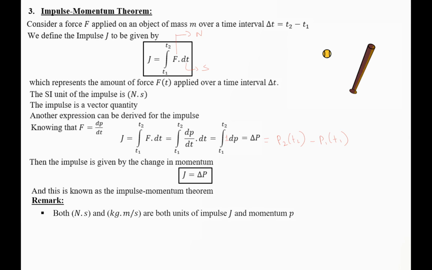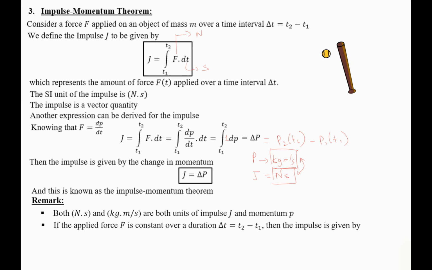Remark, both Newton second and kilogram meter per second are units of impulse J and momentum p. Why? Because now we know that the unit of momentum is given by kilogram meter per second, and we know that the unit of the impulse is given by Newton second. So both of these two units are equivalent. Okay, so we can say that the unit of the impulse or the momentum are given by kilogram meter per second or in Newton second.